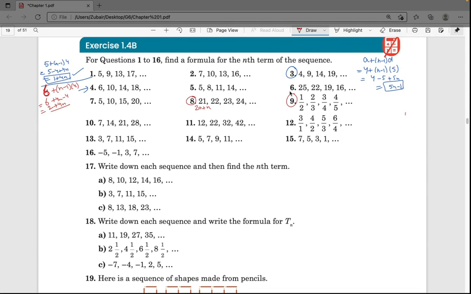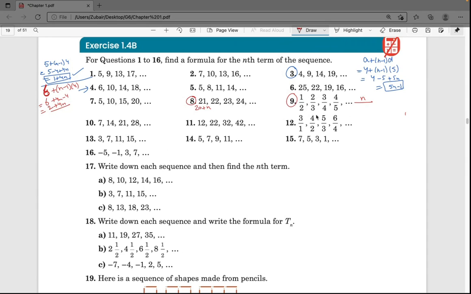Now look at these fractions. It is not necessary that we consider the complete number. First would be 0.5, then 0.666, then 0.75, then 0.8. What we can do is we just look at the numerators 1, 2, 3, 4, and clearly I can see first term is 1, second is 2, third is 3, fourth is 4. So I can just write n.